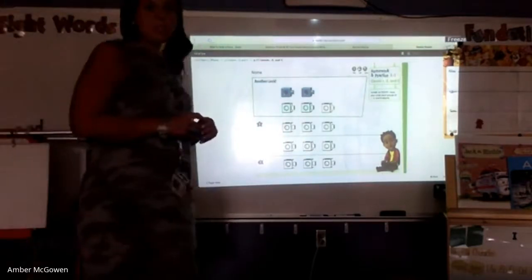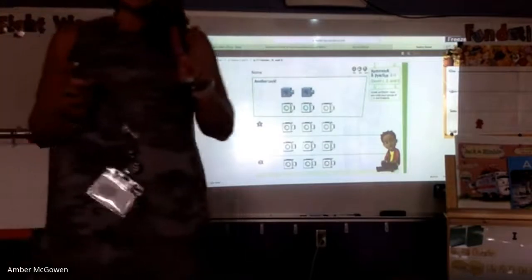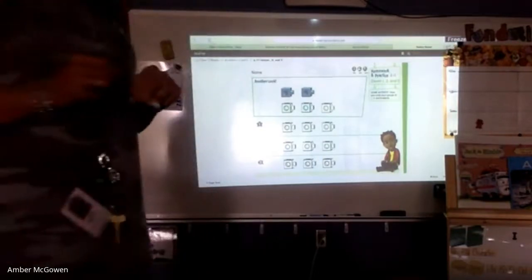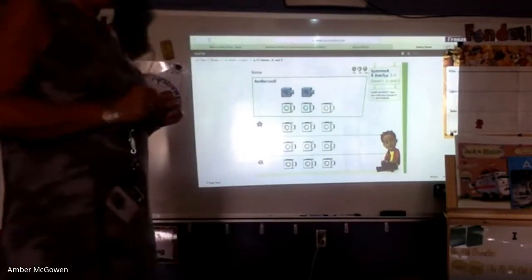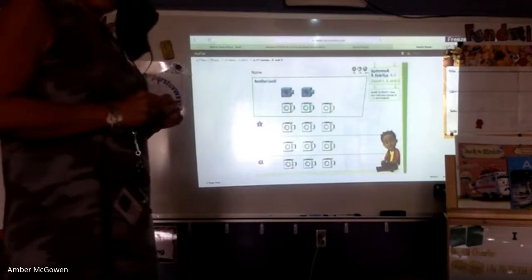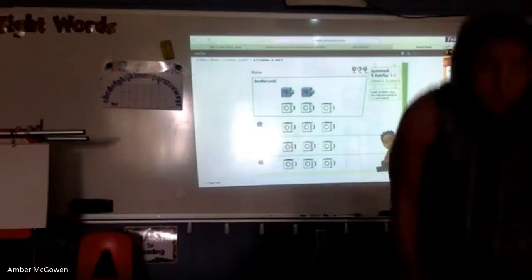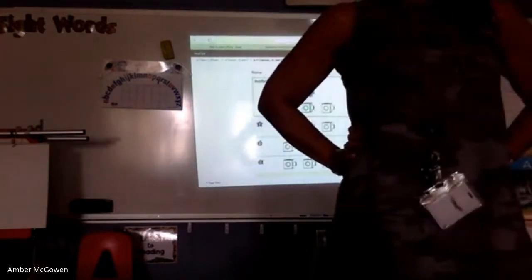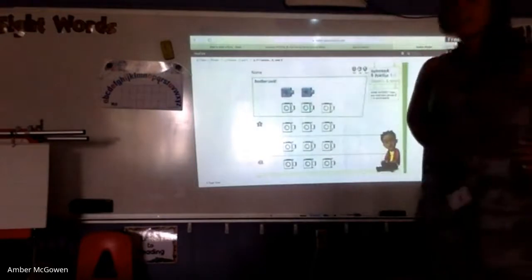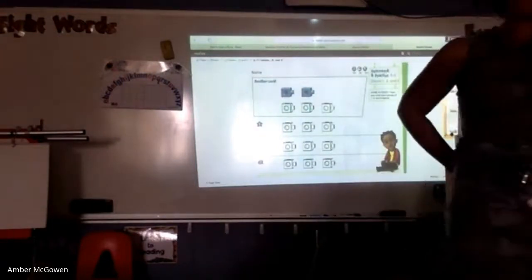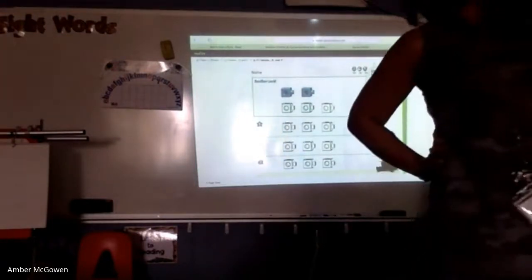All right, put your finger on number 2 with the apple. For number 2, I want you to show me 2. So how many were you going to color in? 2. You're showing me 2? You color 2.